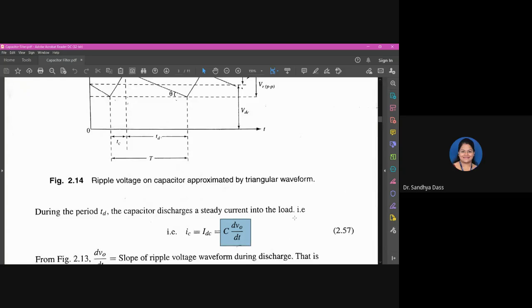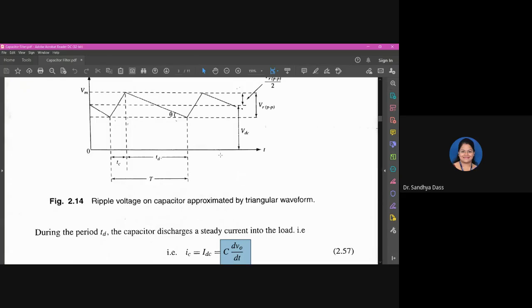All right. So this dV0 by dt is nothing but the slope of this triangle. Observe here. dV0 by dt is nothing but the slope of the triangle. How do you write the slope of the triangle here?